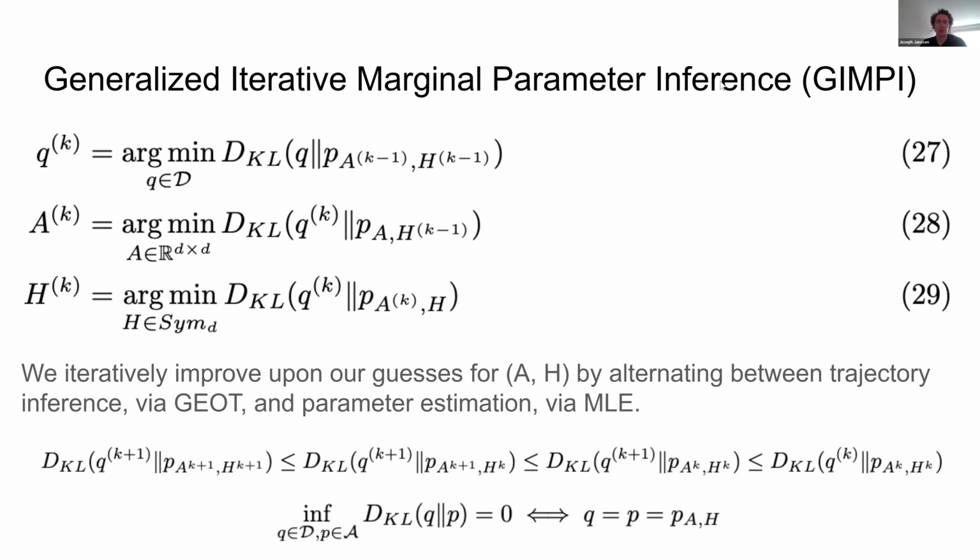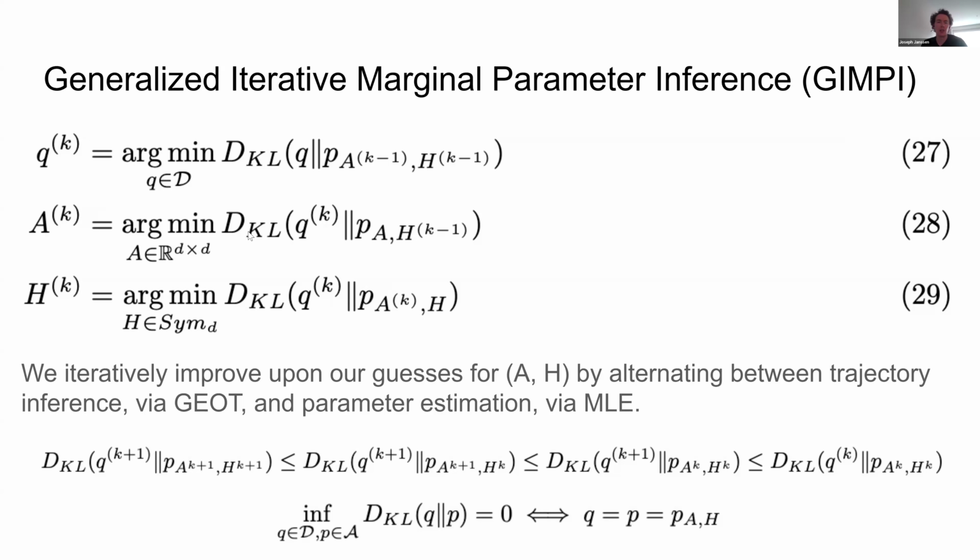Our overall algorithm for estimating these parameters is called GIMPy. The first step is to do this generalized entropic optimal transport, which gives us matchings between particles in time. Once we have that, we can form these trajectories and from there estimate A and H. It turns out this optimal transport problem is minimizing the KL divergence with respect to your reference measure, which I called K(X,Y) before, but now is in the form of P of A_{k-1} and H_{k-1}.